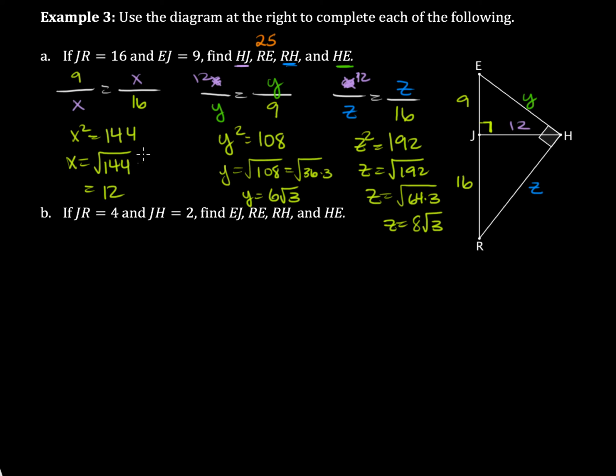So there you go. In this situation, when my EJ was equal to 9 and my JR was equal to 16, I can find these three values plus the 25 for ER to complete that picture, if you will.